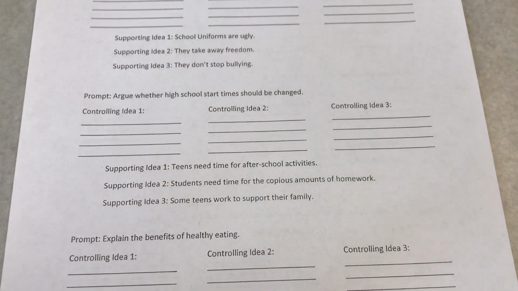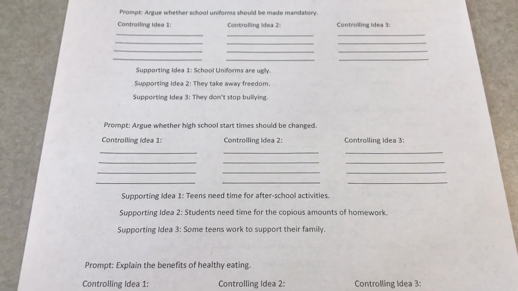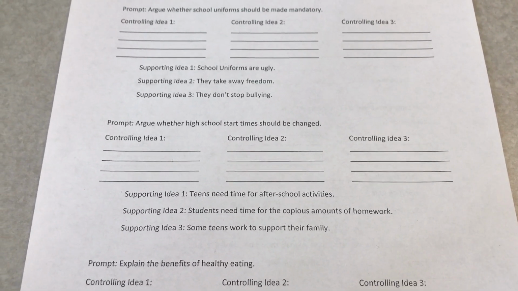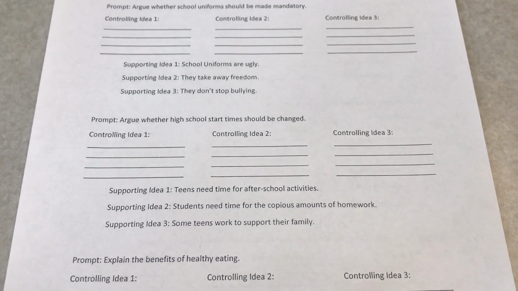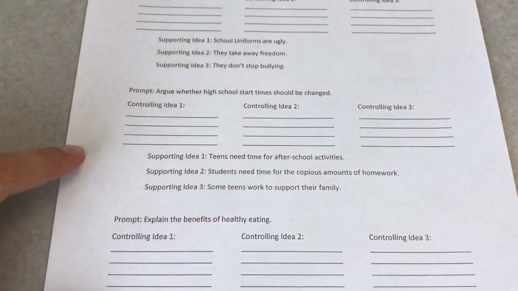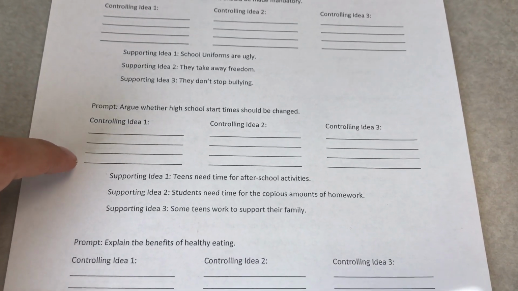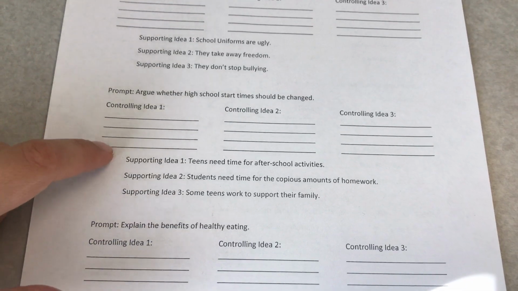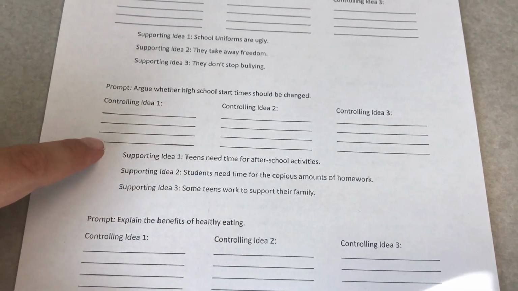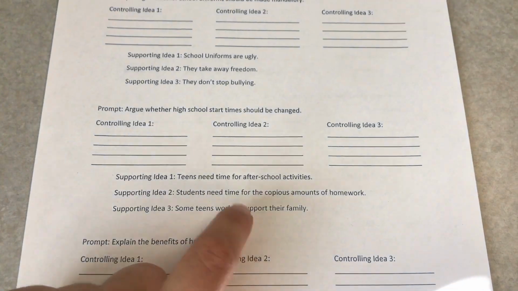what's a controlling idea that could cover that the school start time should not be changed because of all these things teens need to do? So I might say teens have too much responsibility outside of school to accommodate a major shift in school start times, right? Because this talks about all of their responsibility outside of school.